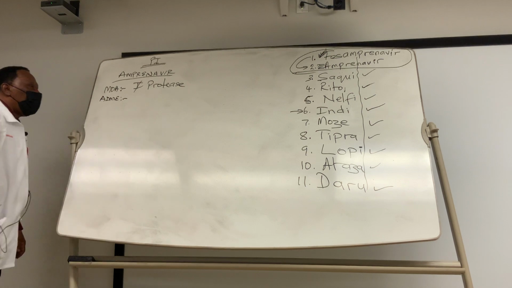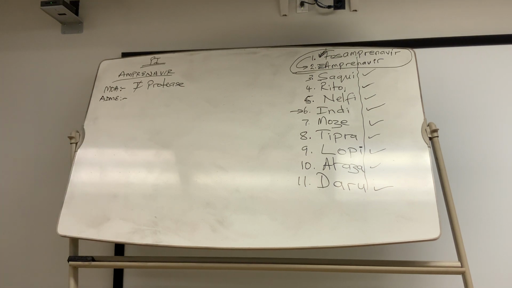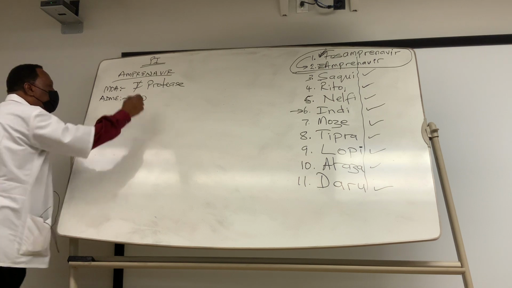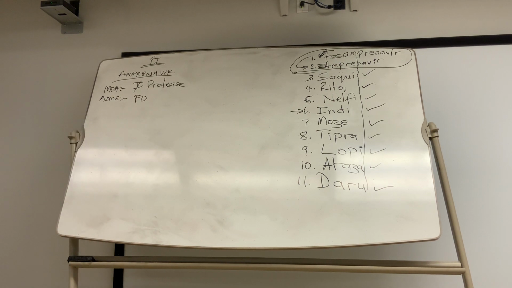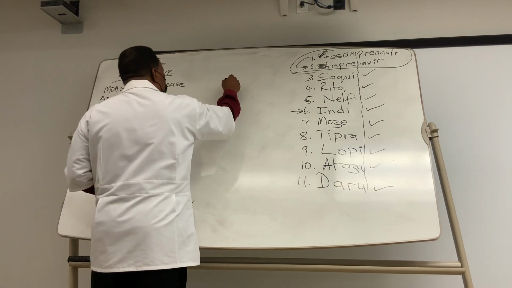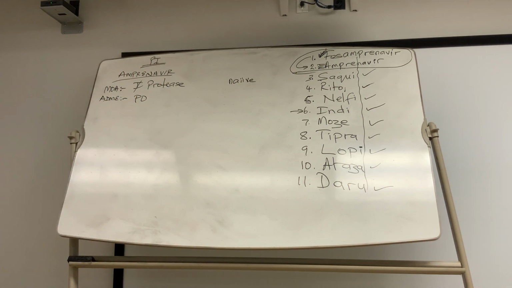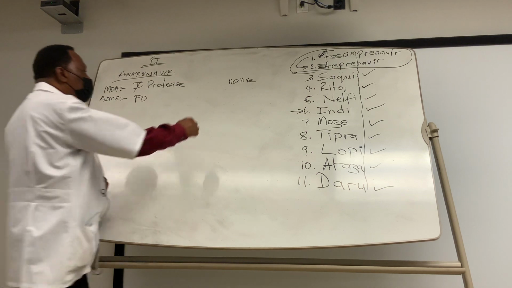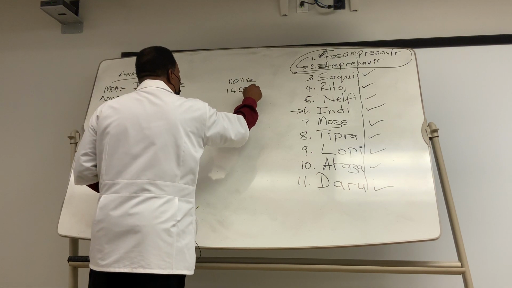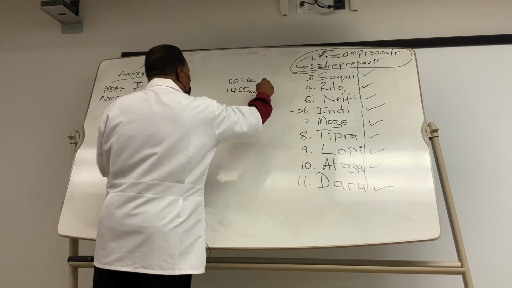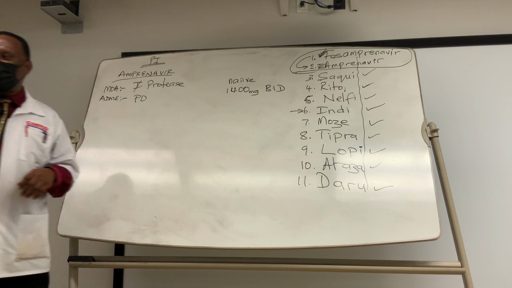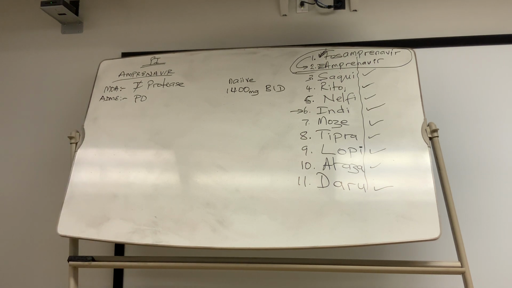ADME. We'll say the route of administration is PO, of course. If you're talking about fosamprenavir, and the patient is a naive patient, that is, they're getting fosamprenavir for the first time, the dosage that you would use is 1,400 milligrams. And that will be given on a BID basis. If the liver is functioning properly, okay.